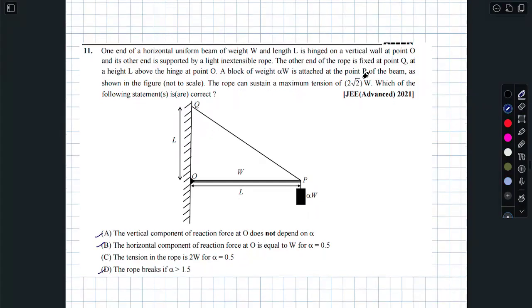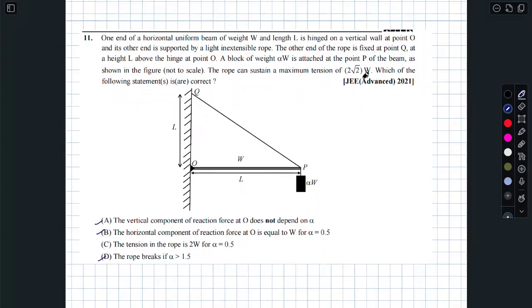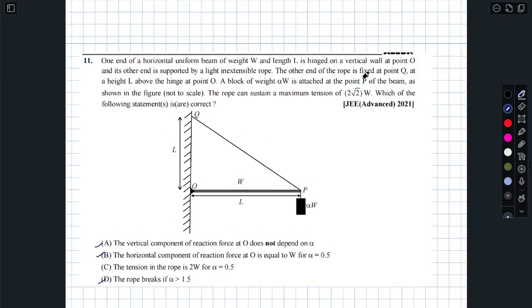The other end of the rope is fixed at Q, at a height L above the hinge at point O. The rope can sustain a maximum tension of 2√2 W. Which of the following statements are correct? Very clear, this angle is 45 degrees. How do you know? Well, this is L and this is L.